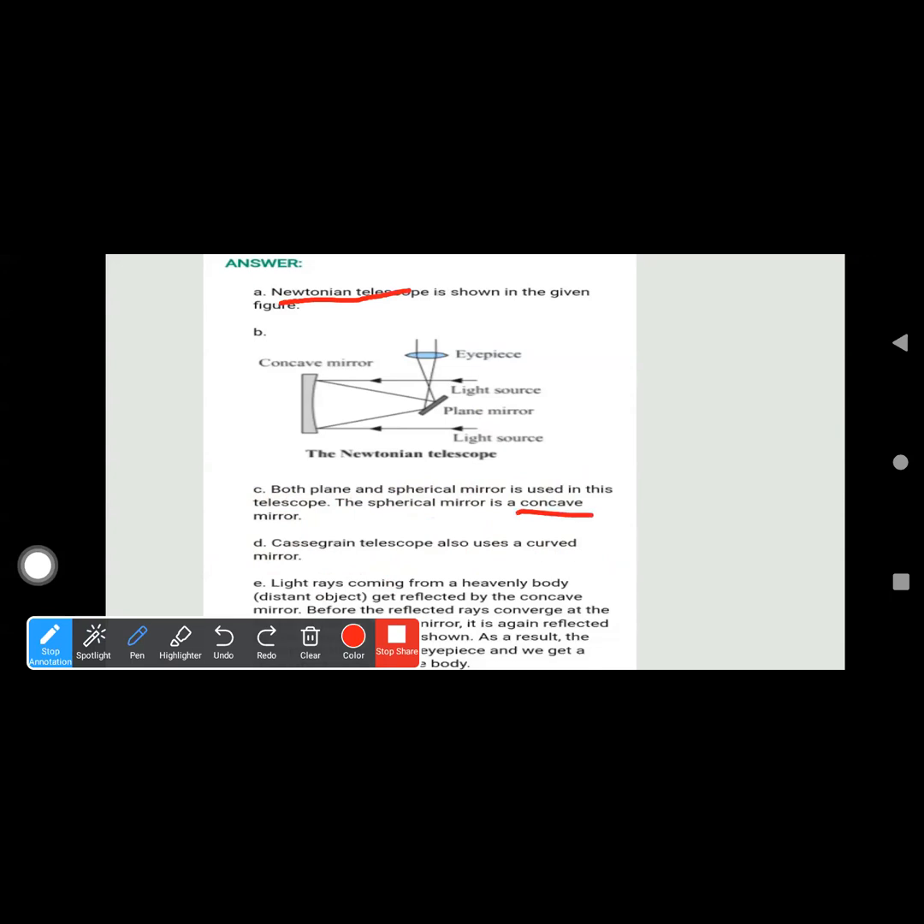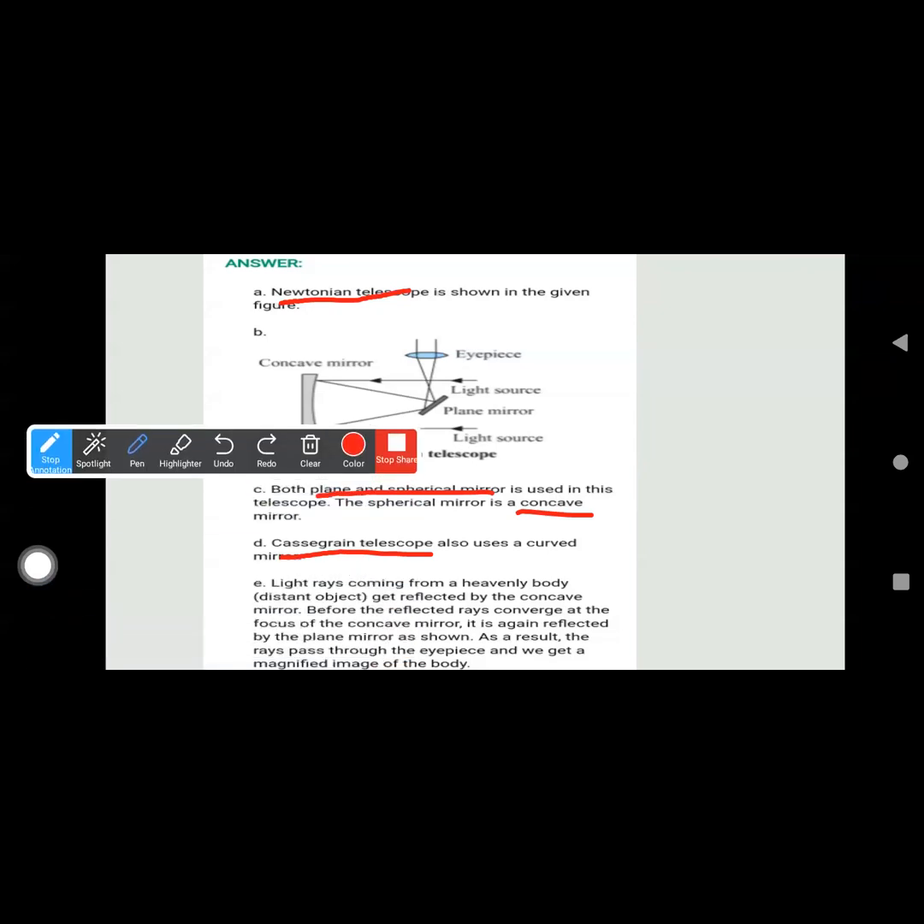Here the answer is both plane and spherical mirror. Then Cassegrain telescope also uses a curved mirror. Right? So you have to underline the important words in the answer. Then the last question is explain the working of the Hubble telescope.